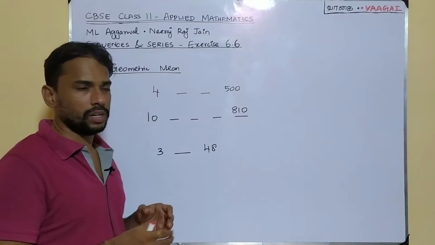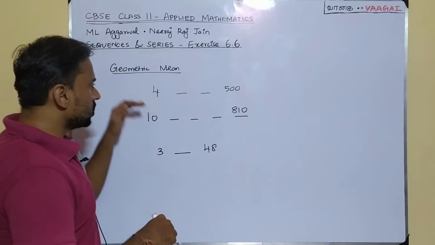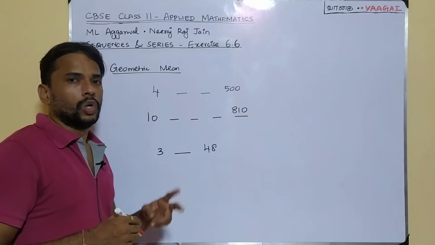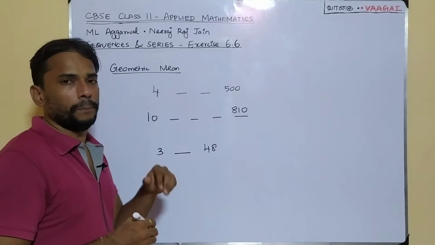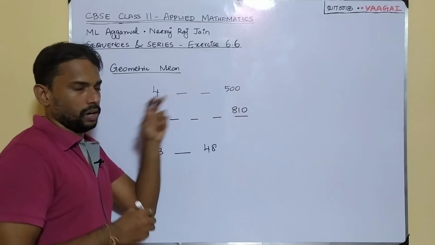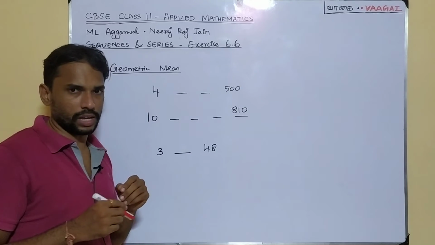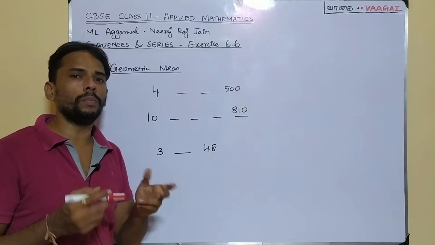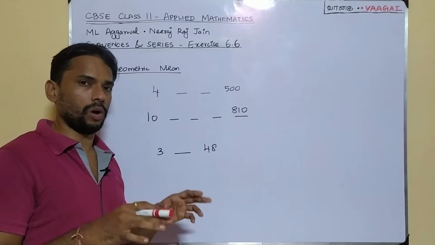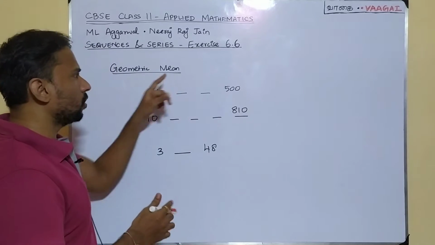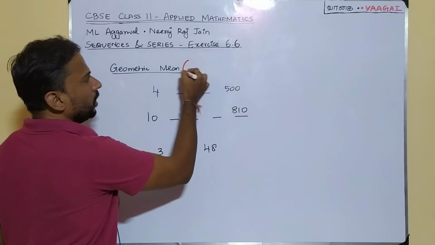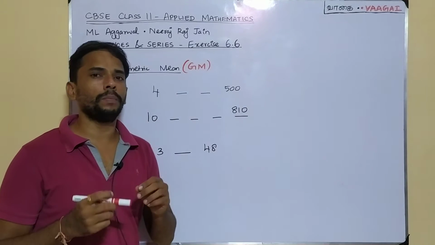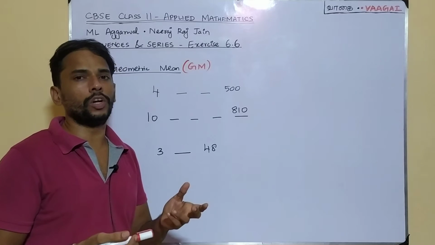How will the question be? We have some examples here. Take this first example: insert two geometric means between 4 and 500. Listen to this question carefully. Insert two geometric means. What do we mean by geometric mean? That is what we are going to see now. Geometric mean, in short, we'll call it GM. Like how we call arithmetic mean AM, geometric mean we'll call GM.